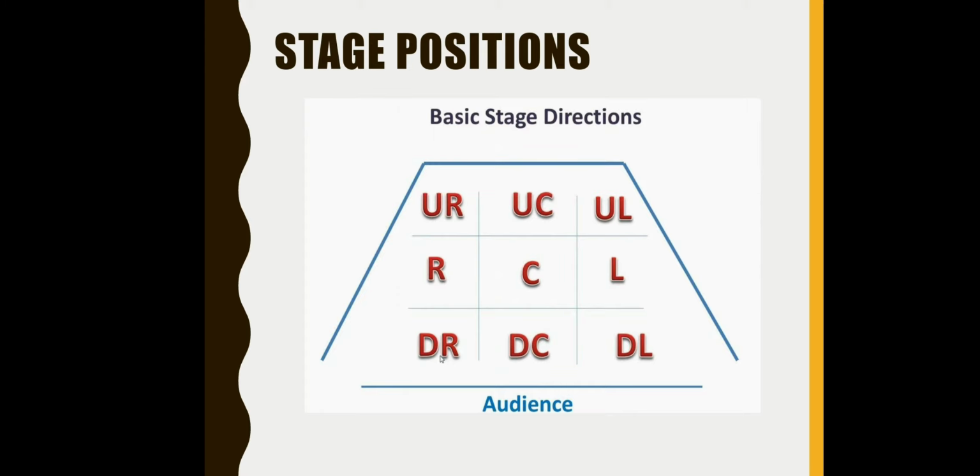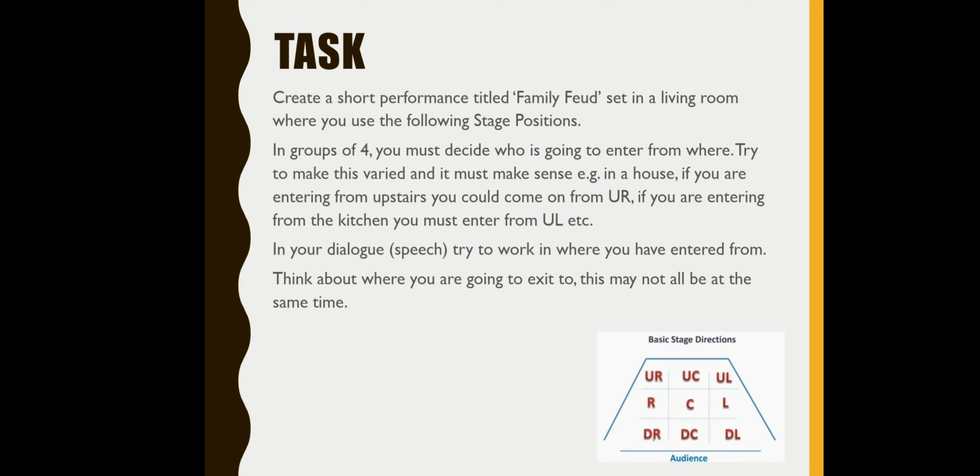You will now begin. Your task is to create a performance titled Family Feud, set in a living room where you use the following stage positions. In groups of 4, you must decide who is going to enter from where. Try to make this varied and it must make sense. For example, in a house, if you were entering from upstairs, you could come from upstage right. If you were entering from the kitchen, you must enter from upstage left.